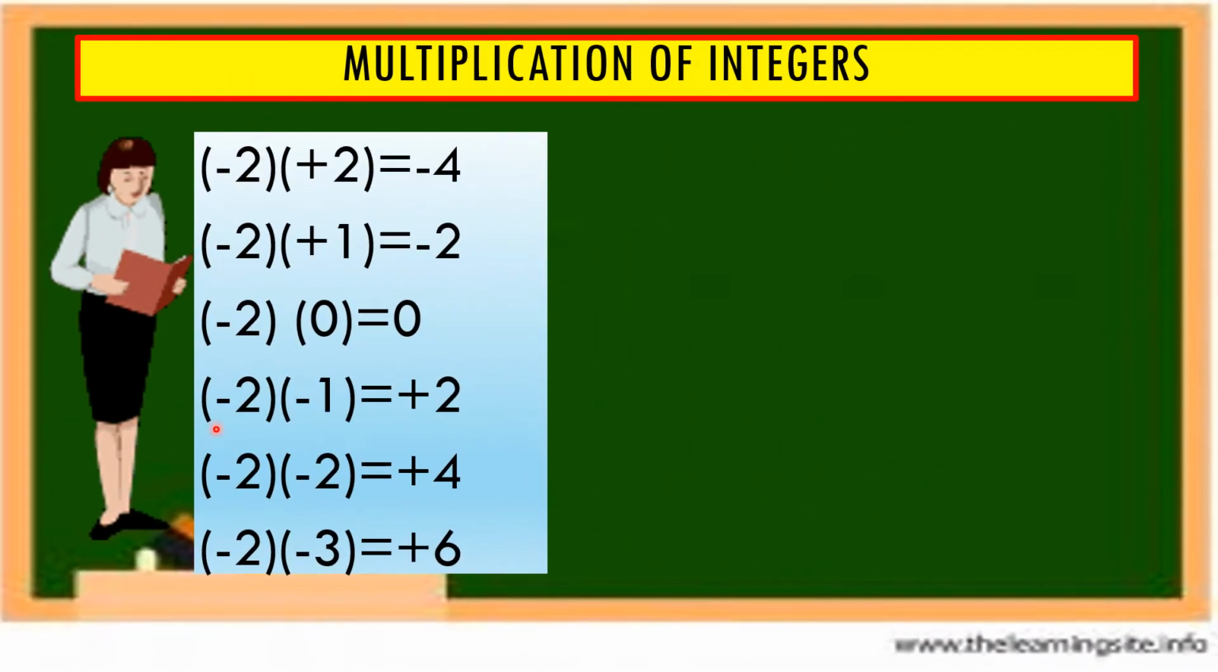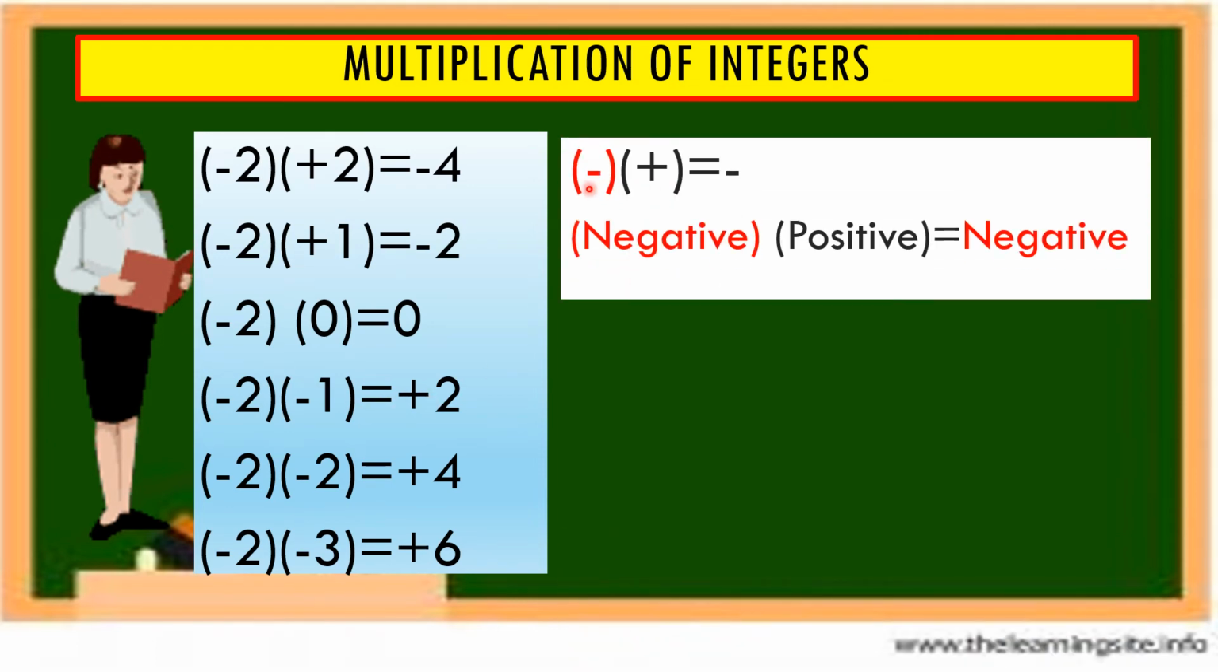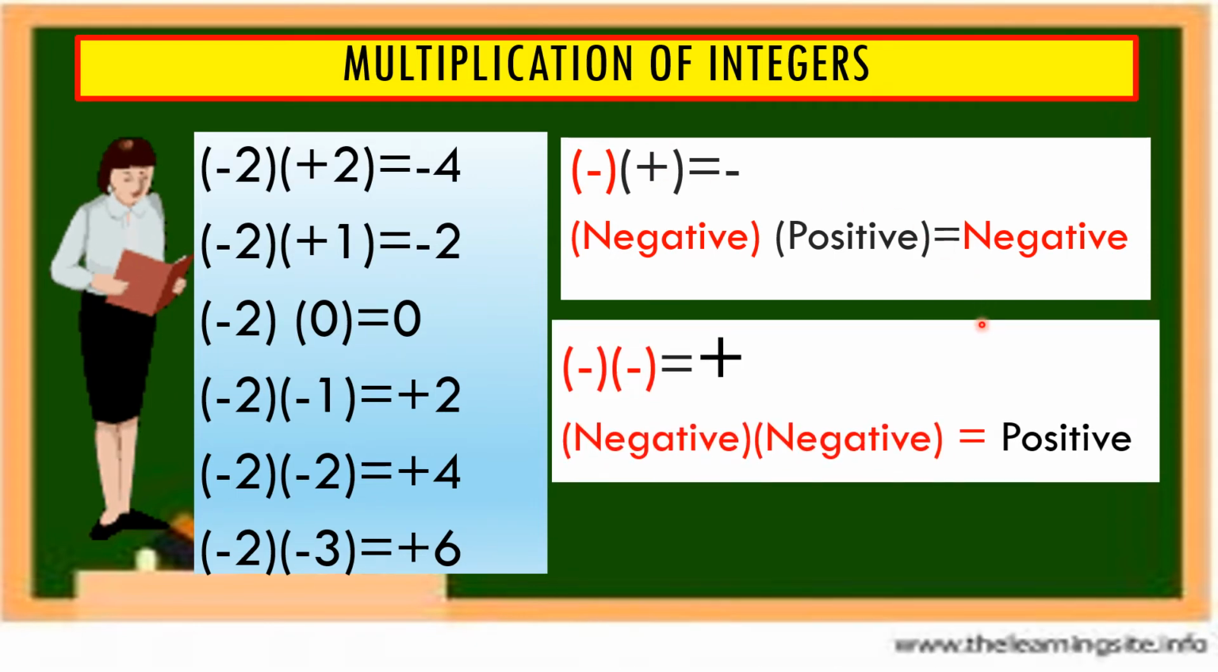So we have the negative numbers. We need to multiply it by positive 2, +1, 0, -1, -2, and -3. So we have negative times positive is negative, and we have negative times negative is positive.